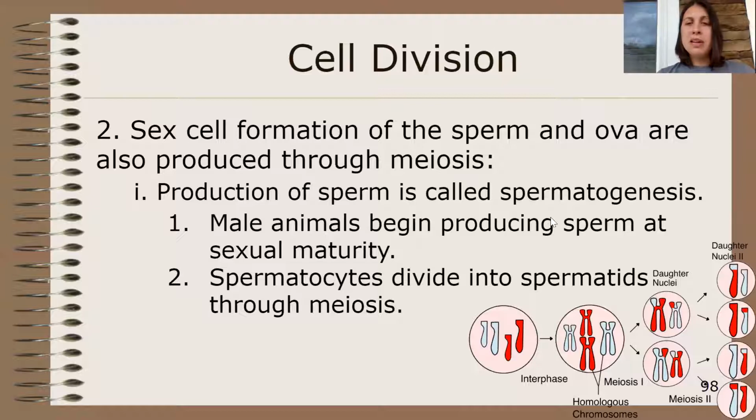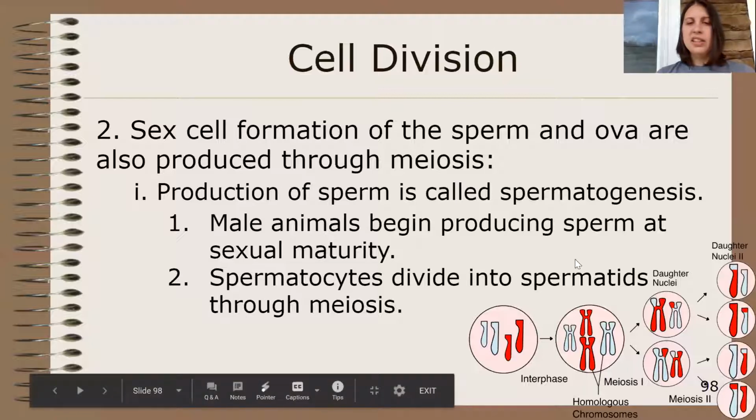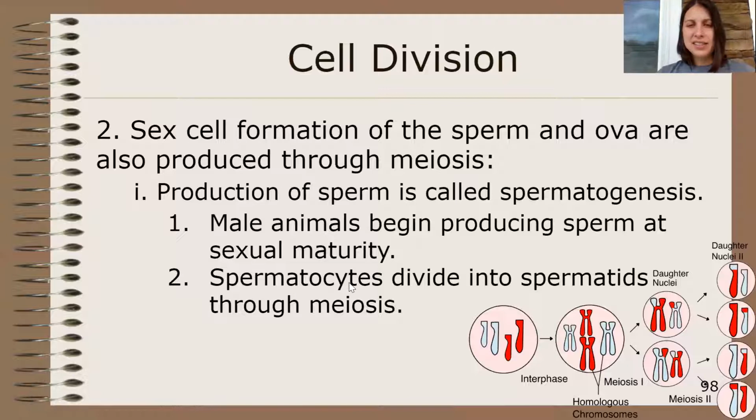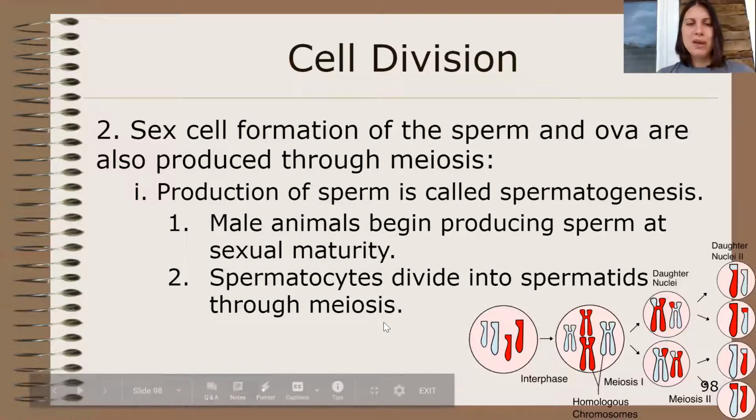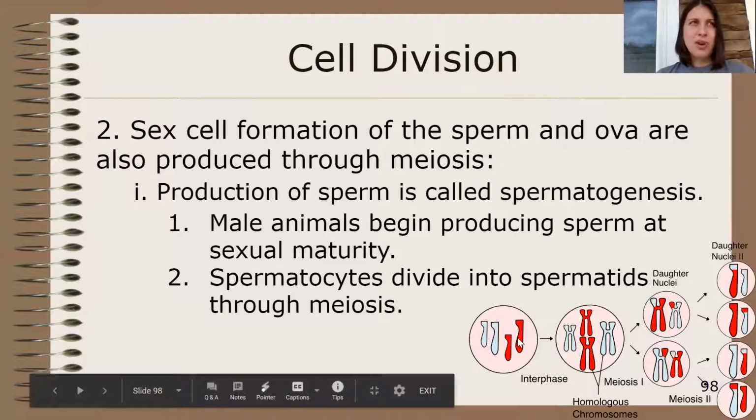Male animals begin producing sperm at sexual maturity. This gets a little bit technical, but the spermatocytes divide into the spermatids through meiosis. So basically, say this red one right here is a spermatocyte. If both of them are spermatocytes, when they break apart, we get spermatids.